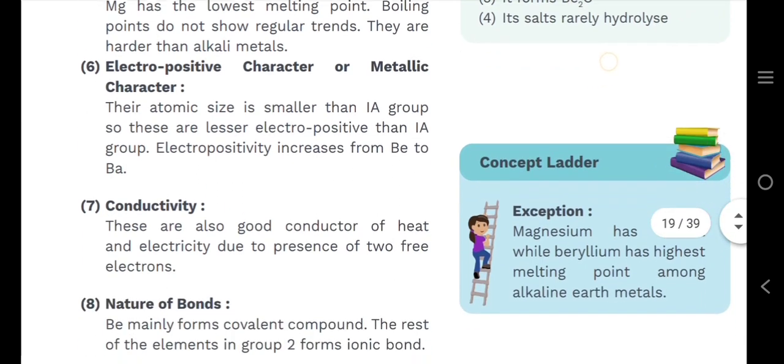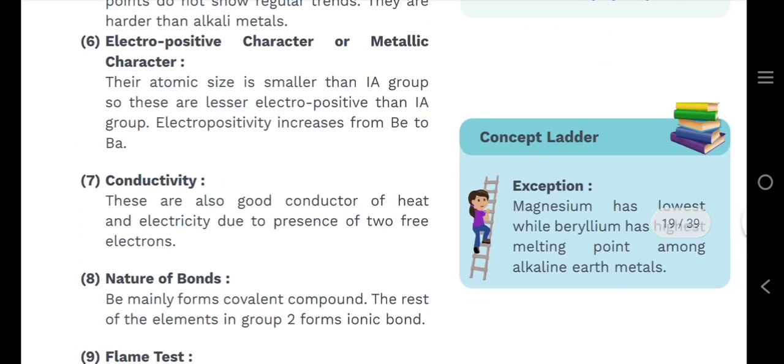Electropositive character or metallic character. The atomic size is smaller than the first group, so these are less electropositive than the first group. Electropositivity increases from Be to Ba.